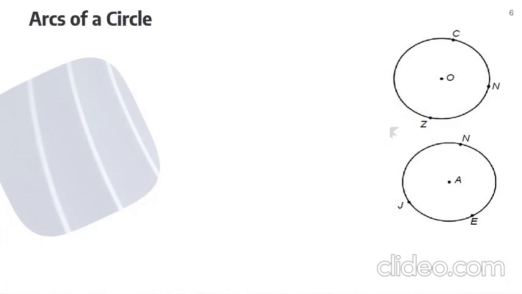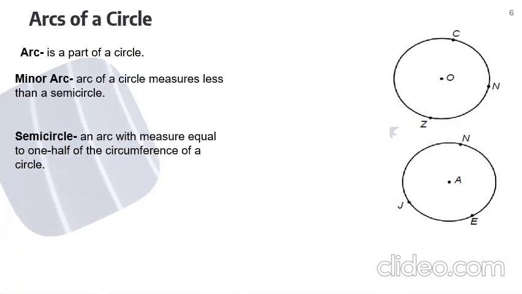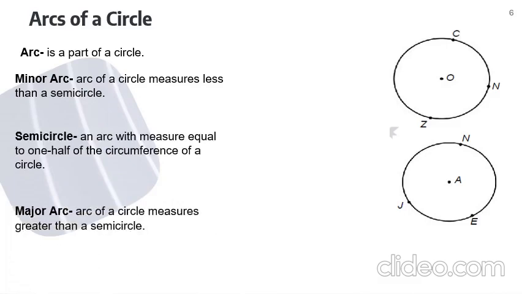Arcs of a circle. An arc is a part of a circle. There are three kinds of arc. First, the minor arc, or arc of a circle that measures less than a semicircle. When we say semicircle, it is an arc with measure equal to 1/2 of the circumference of a circle. Meaning to say, you're going to divide the measure of an arc of a circle into two equal parts. Major arc is an arc of a circle that measures greater than a semicircle.